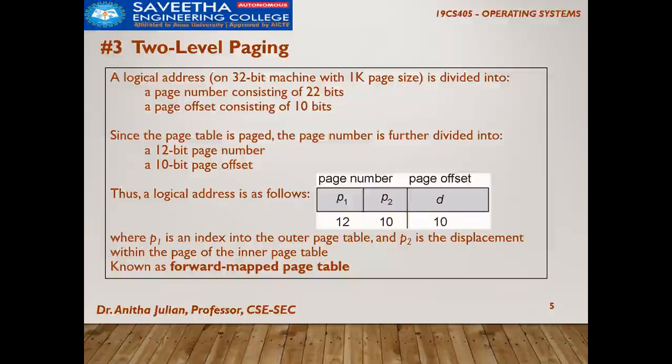If the page number consists of 22 bits and the offset is 10 bits, this 22 bits itself can again be divided into 2 levels: a 12-bit part and a 10-bit part. So the page number can have 12 and 10 bits. That is what we are trying to say. We can go for 2-level paging, and we can see that in the next diagram.